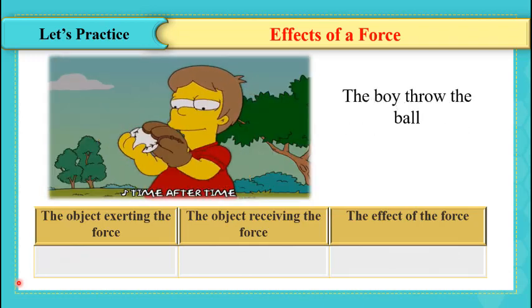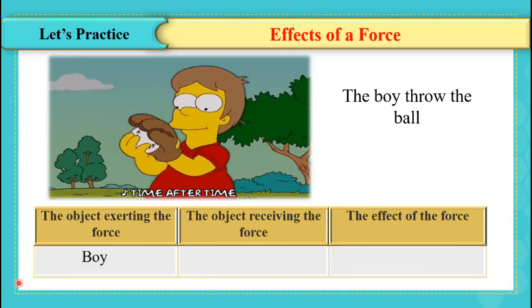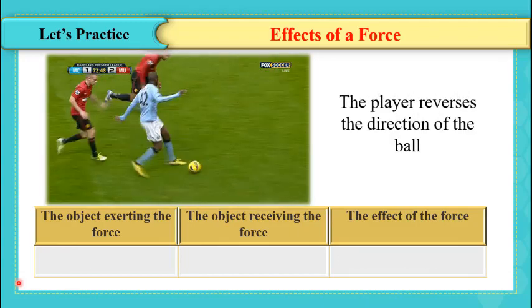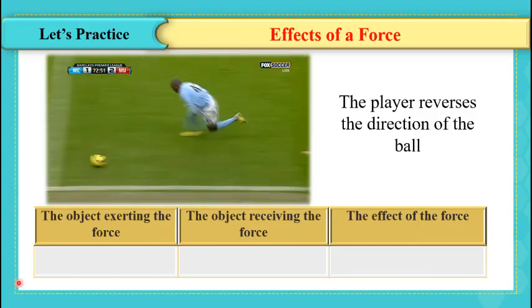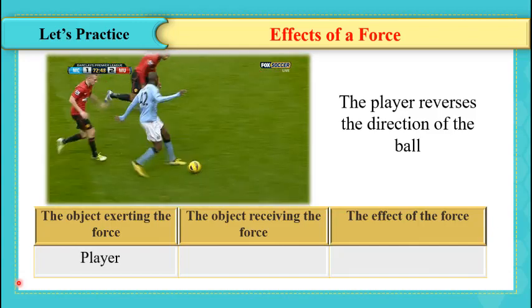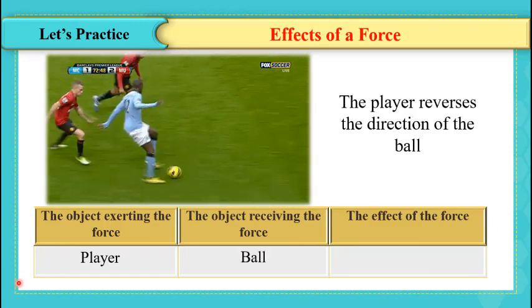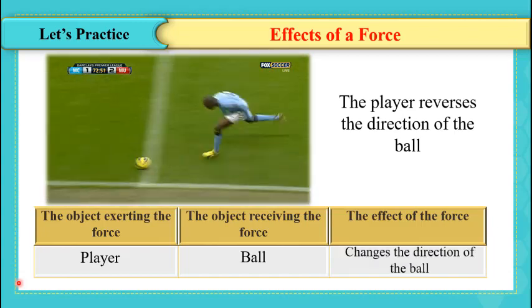Another example, the boy in this case throws the ball which was at rest. Then the object exerting the force is the boy, and the object receiving the force is the ball, and the effect of this force is to set the ball in motion since it was at rest in the boy's hand. Here the player reverses the direction of the ball, then the object exerting the force is, yes, it is the player, and the object receiving it is the ball, and the effect of this force is to change the direction of the motion of the ball.